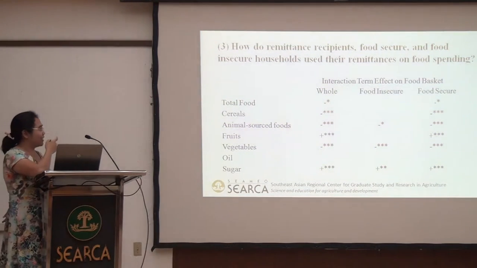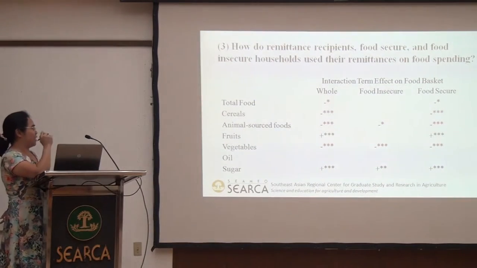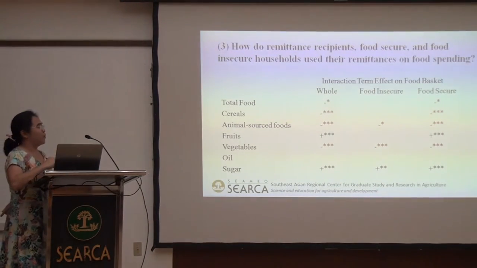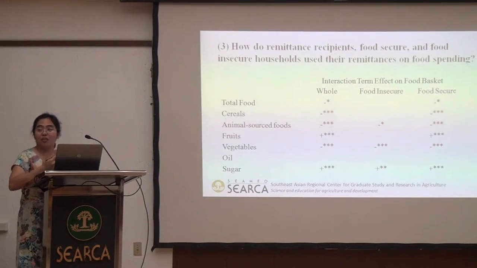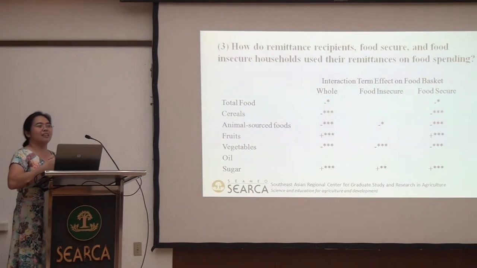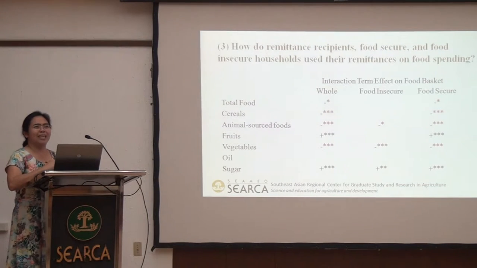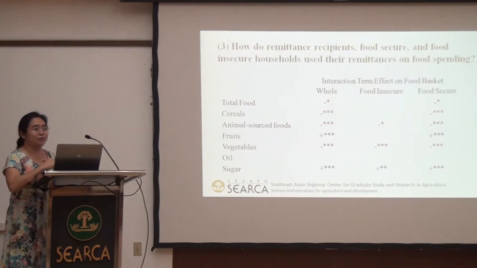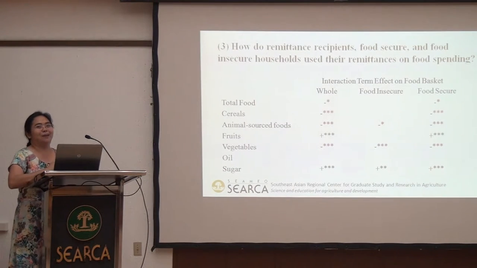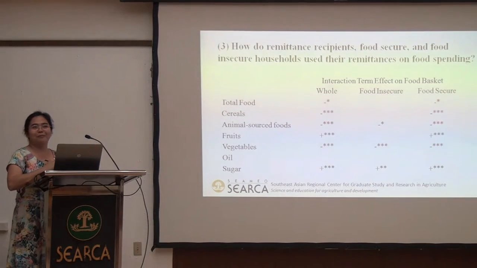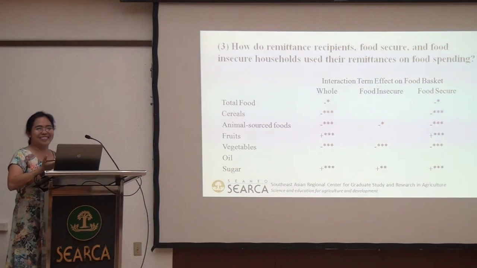Now try to look at the fruits and sugar. Once households receive additional income from remittances, they tend to buy extra of these items. So you might wonder why. The answer is basically that we Filipinos consider fruits and sugar as special food. So the moment we receive extra income, we tend to treat ourselves with these extras. Alright, so what else?